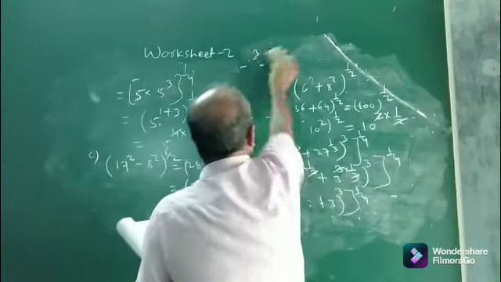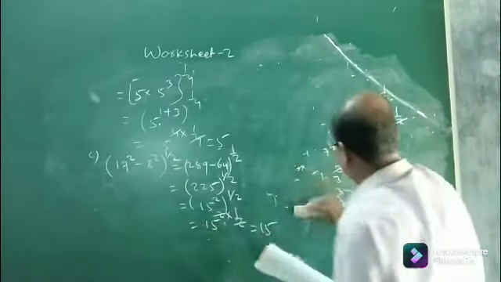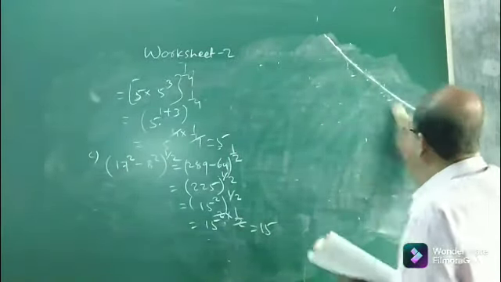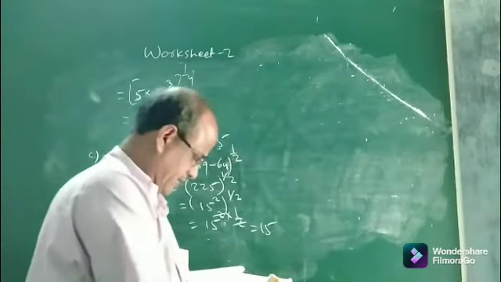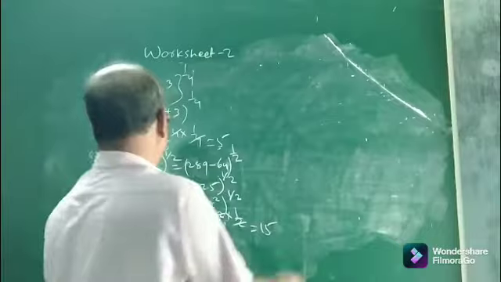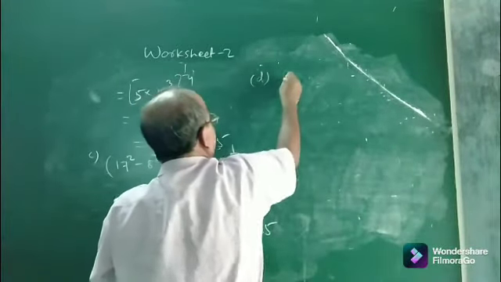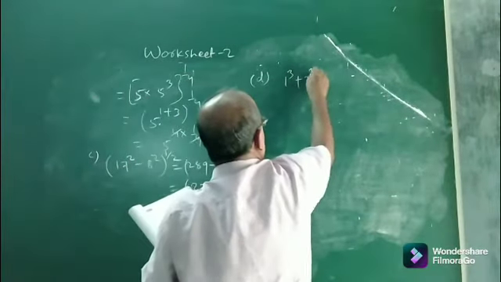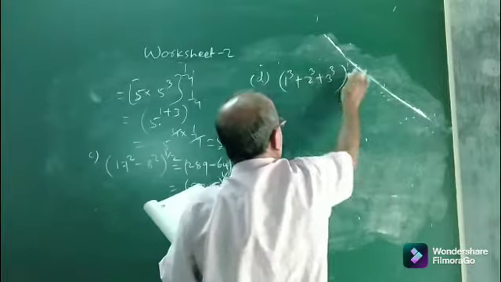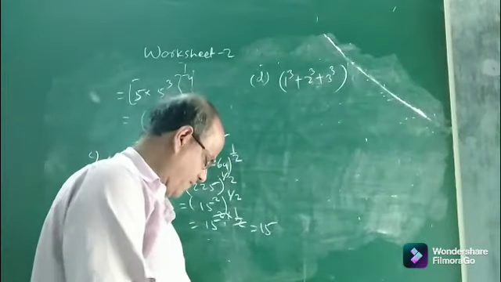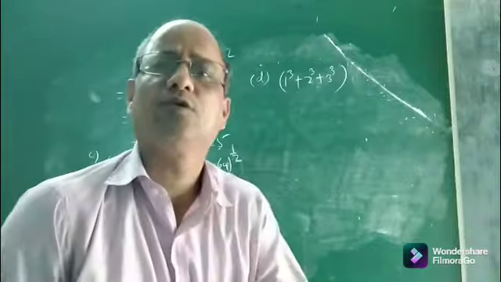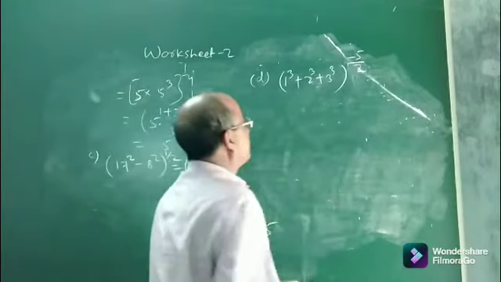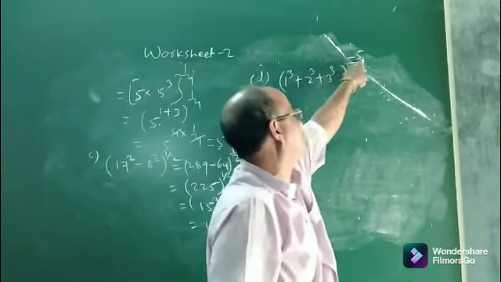Okay. Now the last question of this number. See. What is the last question? It is given: 1 cube plus 2 cube plus 3 cube, whole to the power minus 5 by 2. See, minus 5 by 2. 1 cube plus 2 cube plus 3 cube whole to the power minus 5 by 2.